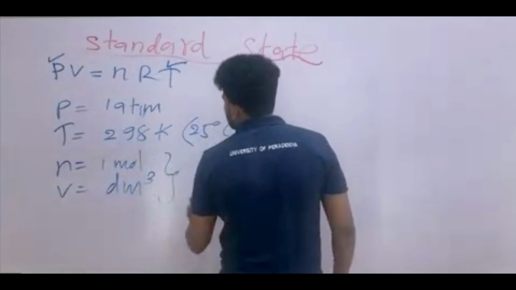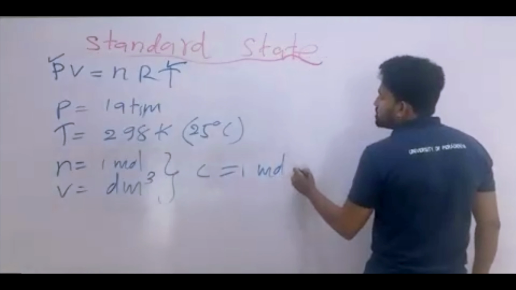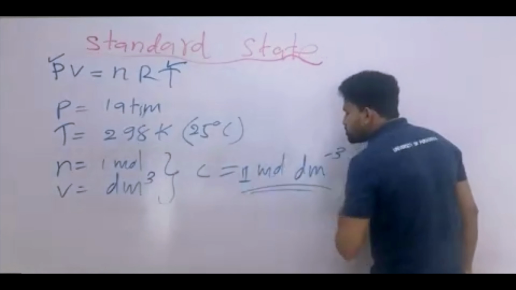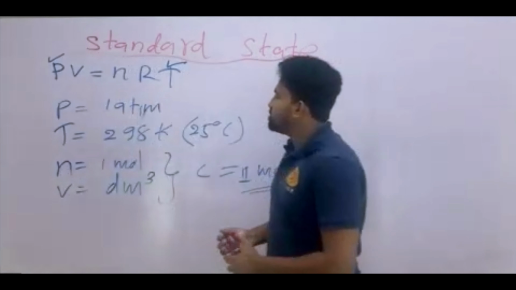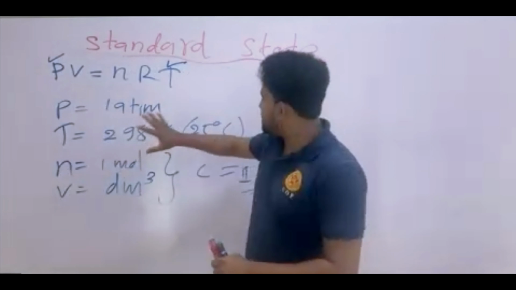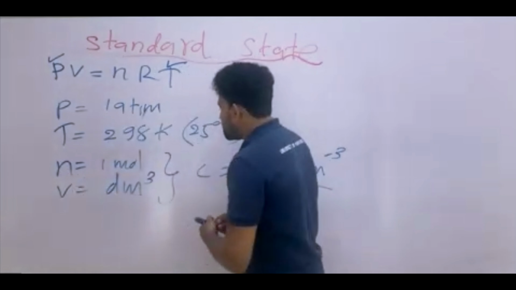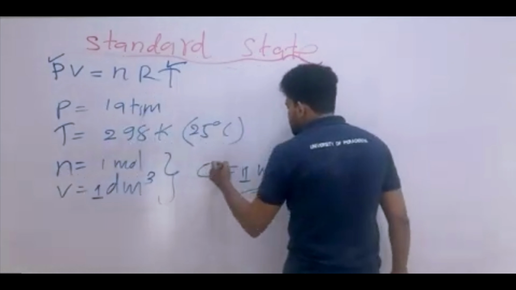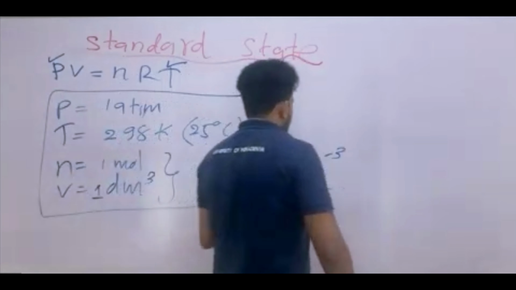So by using these two, we get the concentration, in moles per cubic decimeter. 1 mole per cubic decimeter is what we use when it comes to solutions. When it comes to gases, we use pressure 1 atm and temperature 298 Kelvin, or 25 Celsius. Number of moles 1 and volume 1 cubic decimeter combine to give a concentration of 1 mole per cubic decimeter. So these are the standard values.